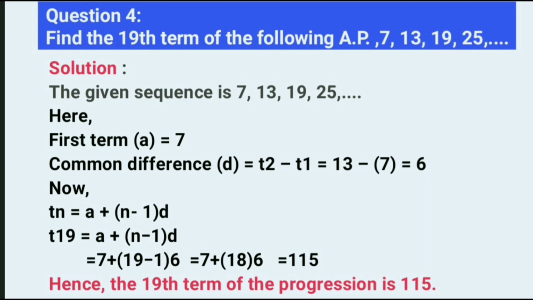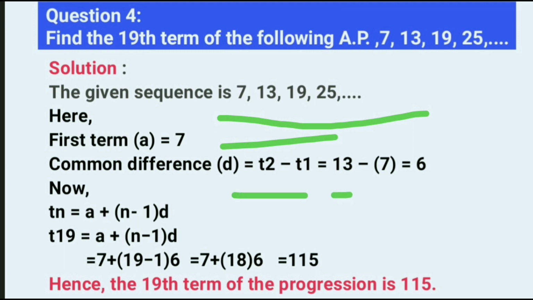Question number 4. Find the 19th term of the following AP 7, 13, 19, 25 and so on. So the given sequence is 7, 13, 19, 25 and so on. Here first term, that is T1, is equal to A is equal to 7. Common difference, that is D, is equal to T2 minus T1, that is 13 minus 7 is equal to 6.